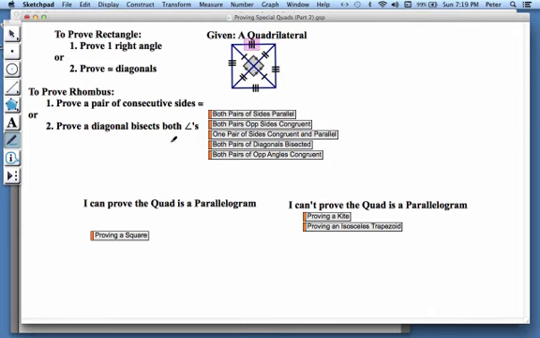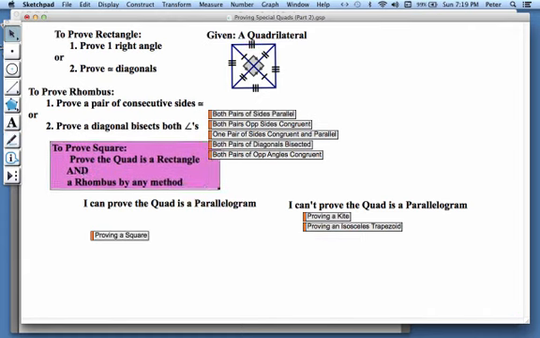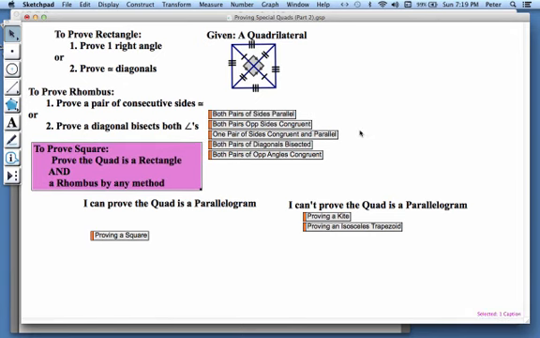Now, can I go one step further and show that it's a square? Well, I can't, because you recall that in order to prove a figure is a square, I need to show that it is a rectangle, which I can't, because I was not able to show that the diagonals were congruent.